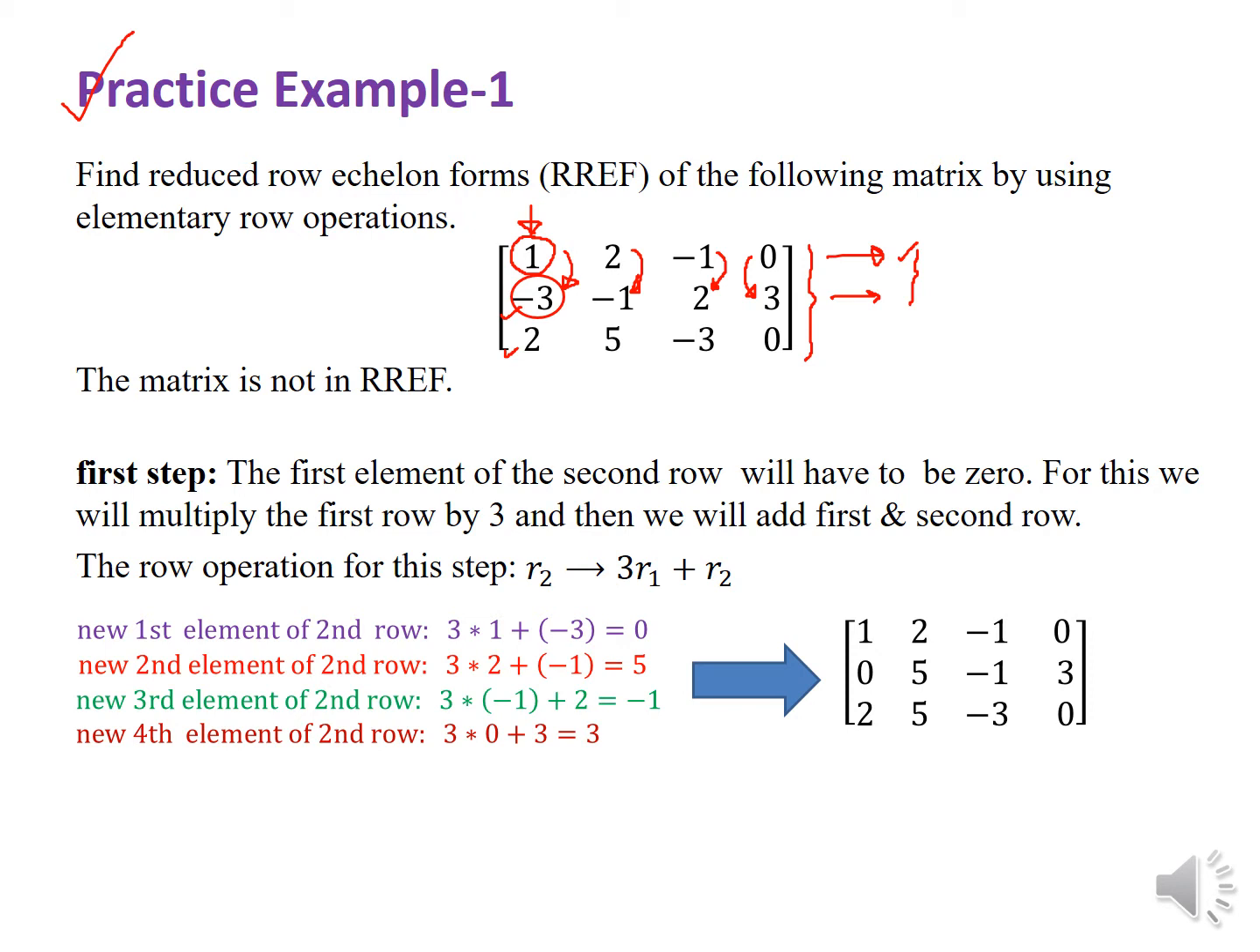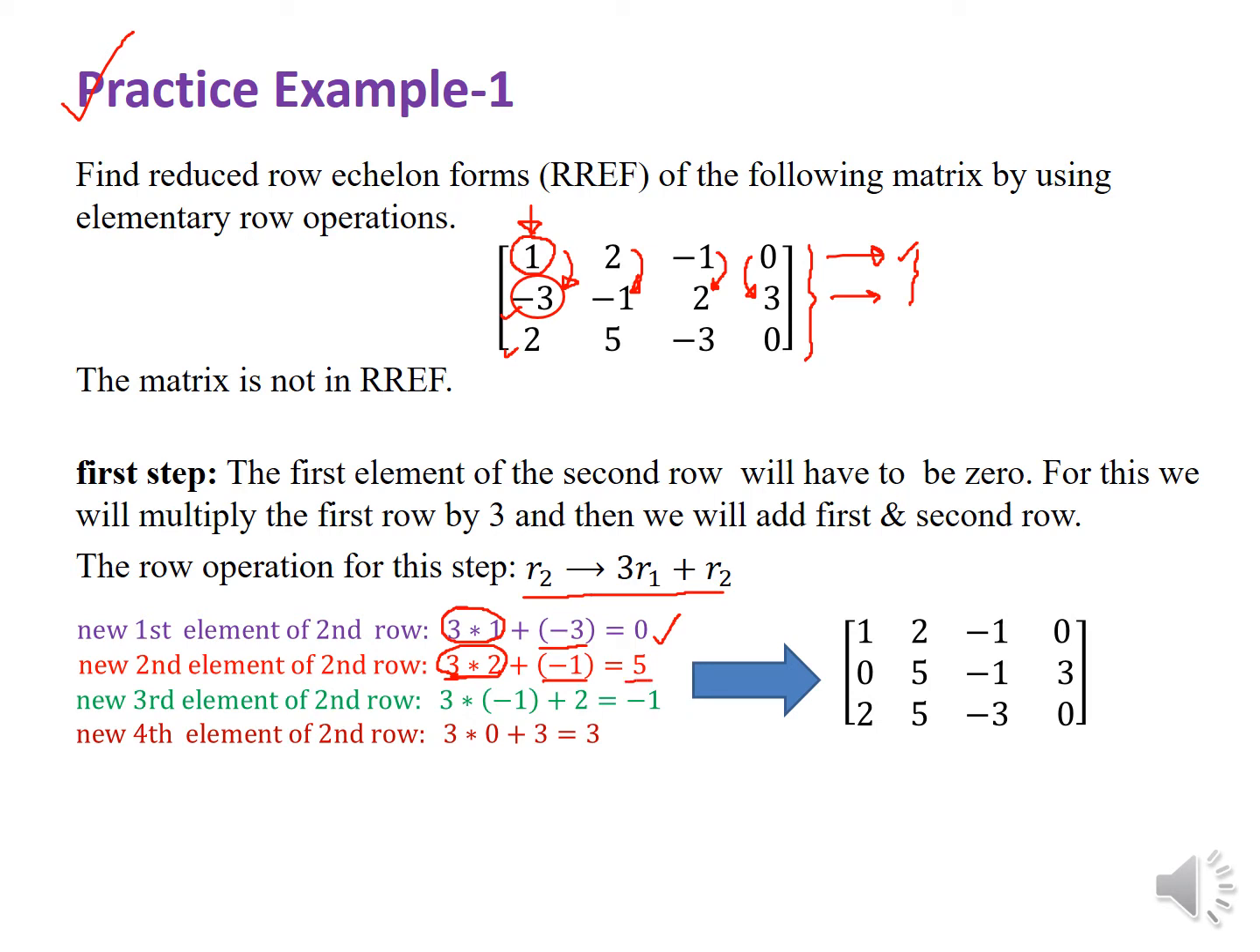So the row operation for this step will be R2, that means the new second row is equal to 3 times row 1 plus row 2. So for the first element of the second row, it will be 3 times the first element of row 1 plus the first element of row 2. After calculation we will get 0. The new second element of the second row will be 3 times the second element of the first row plus the second element of the second row, that means 6 minus 1. So we will get 5.